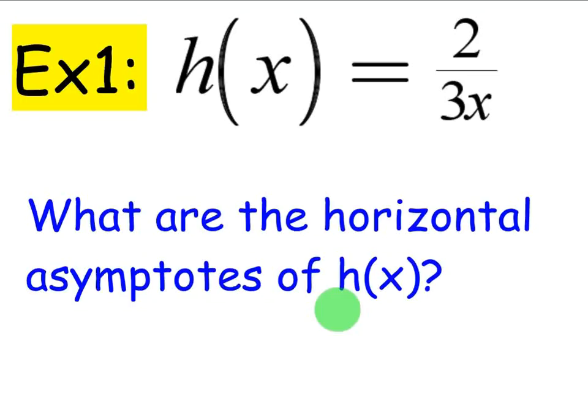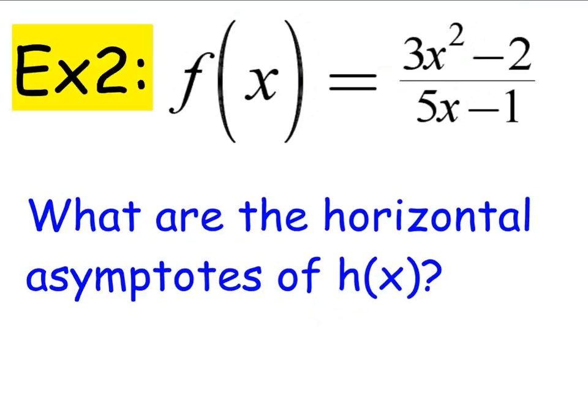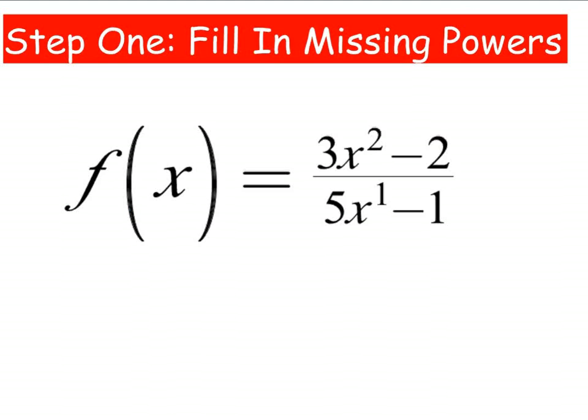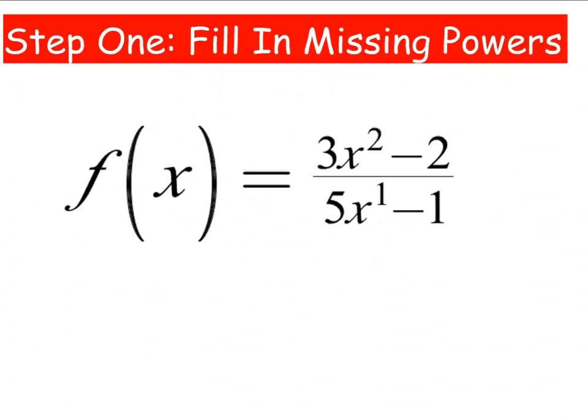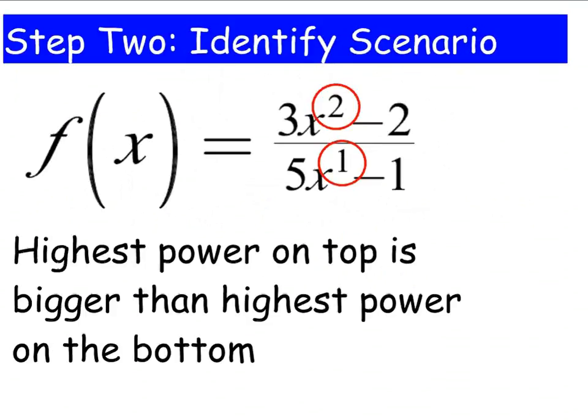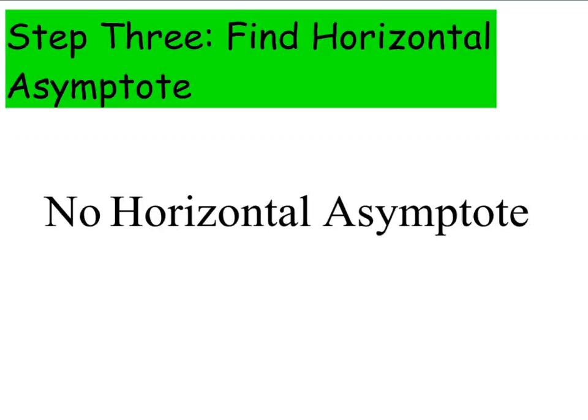I did that one because it wasn't quite as obvious. There's nothing on top, so you kind of have to fill the missing information in. All right, how about this one? We have 3x squared minus 2 on top and 5x minus 1 on the bottom. There is none, because why? The power on the top is bigger than the power on the bottom. So there is no 1 down here, but we can fill it in right there. And that means the highest power on the top is bigger than the power on the bottom, so there will be no horizontal asymptote. It's going to tend to infinity or negative infinity, like I mentioned.